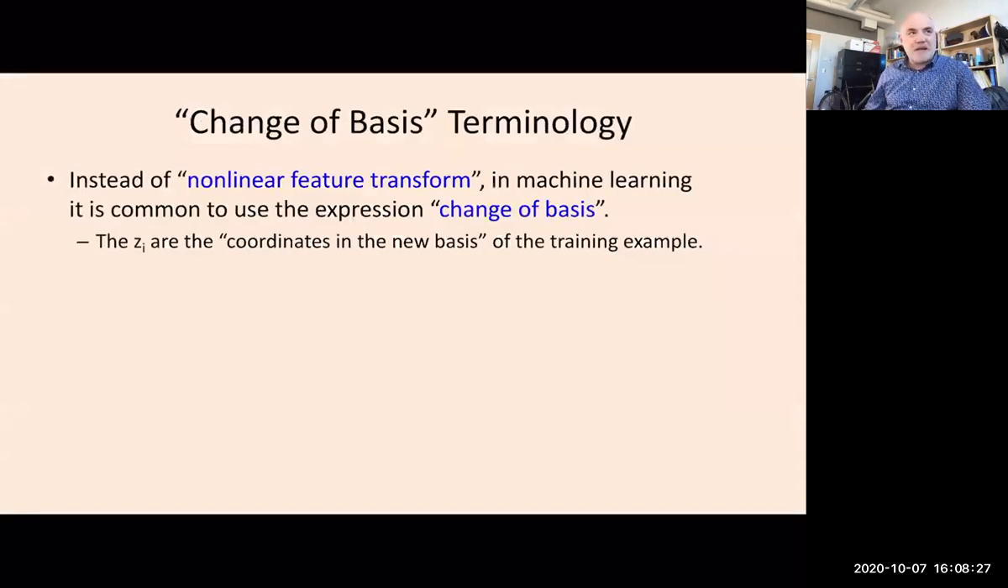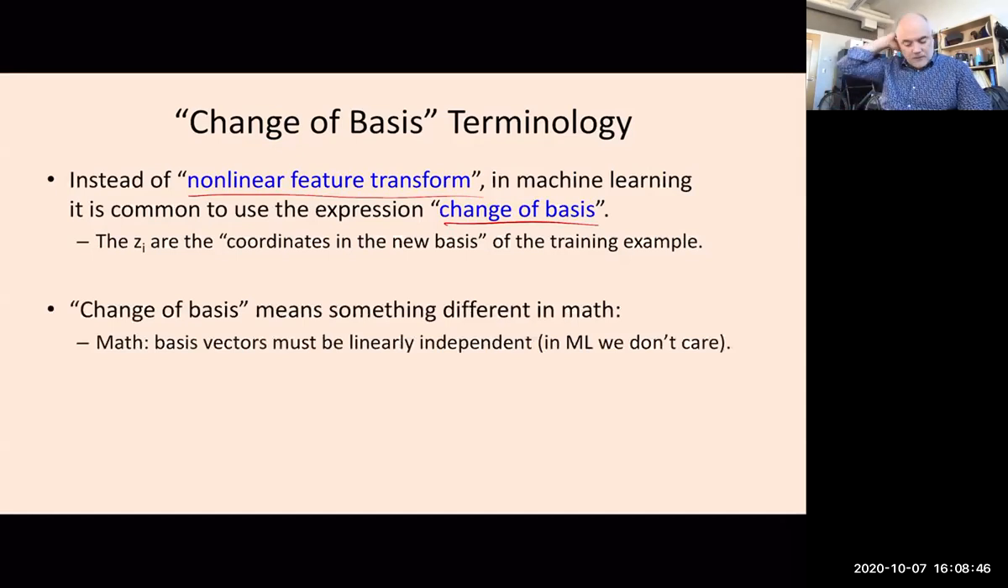With this change of basis terminology, instead of a nonlinear feature transformation, sometimes in machine learning we use the expression change of basis, right? And you can think of the zi's as being the coordinates in a new basis for the training examples. Of course, change of basis means something different in math, like when you actually do a rotation, that's a change of basis or something like that, right?